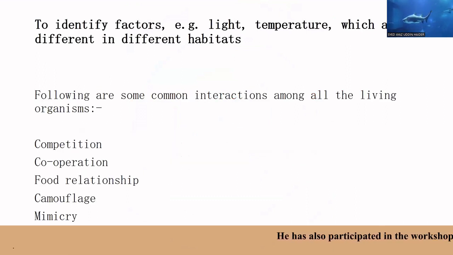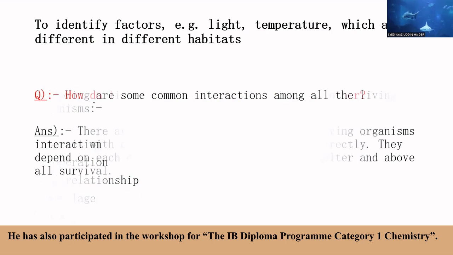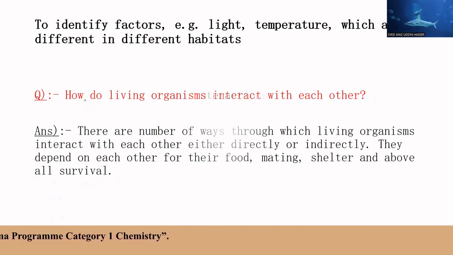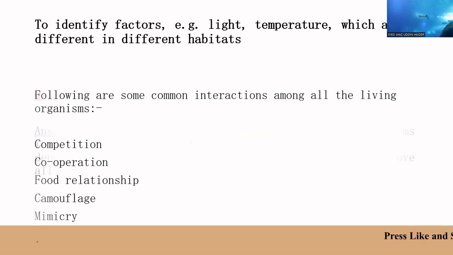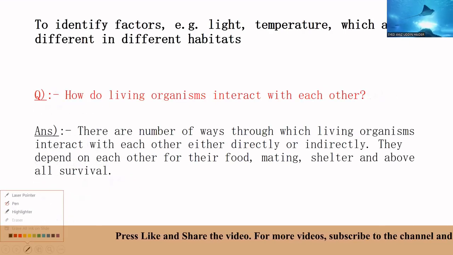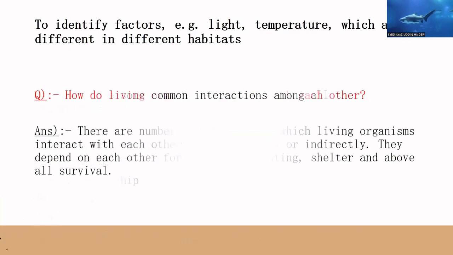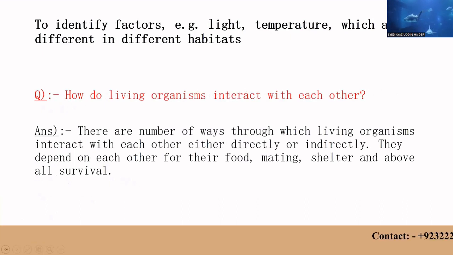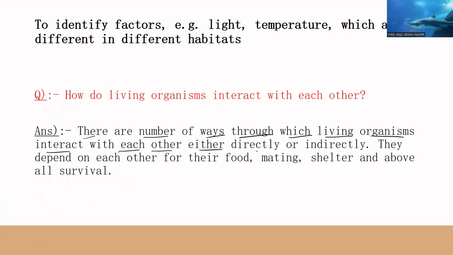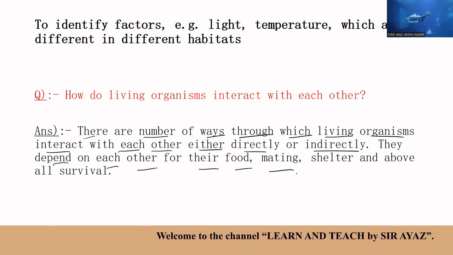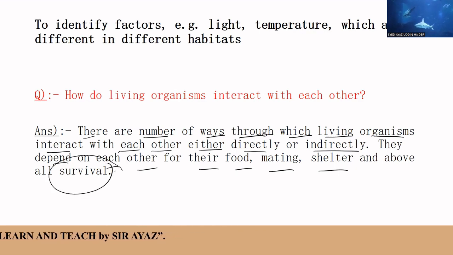How do living organisms interact with each other? There are a number of ways through which living organisms interact with each other, either directly or indirectly. They depend on each other for their food, mating, shelter, and above all, survival.